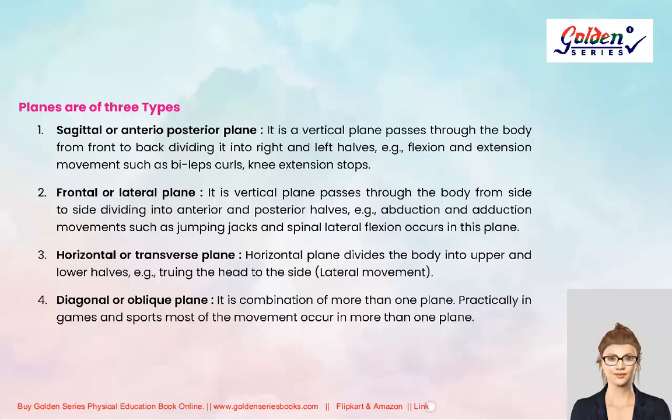3. Horizontal or transverse plane. Horizontal plane divides the body into upper and lower halves. Example, throwing the head to the side, lateral movement. 4. Diagonal or oblique plane. It is a combination of more than one plane. Practically in games and sports, most of the movement occurs in more than one plane.